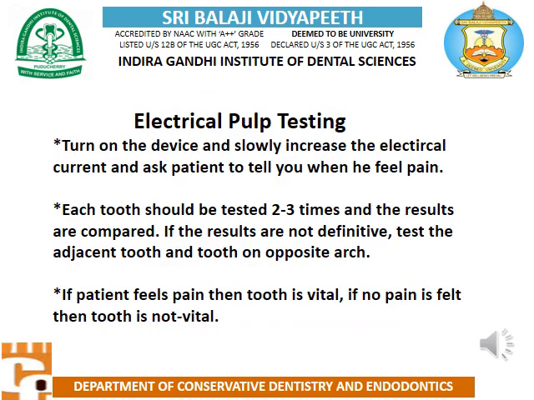Electrical pulp testing. Turn on the device and slowly increase the electrical current and ask the patient to tell you when he feels pain. Each tooth should be tested 2 to 3 times and the results are compared. If the results are not definitive, test the adjacent tooth and tooth on opposite arch. If patient feels pain, then tooth is vital. If no pain is felt, then tooth is non-vital.